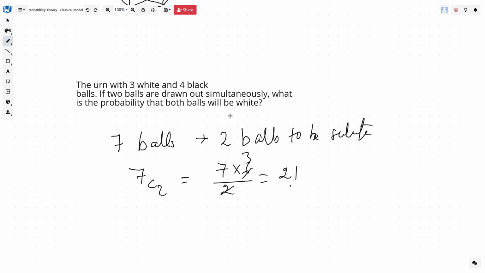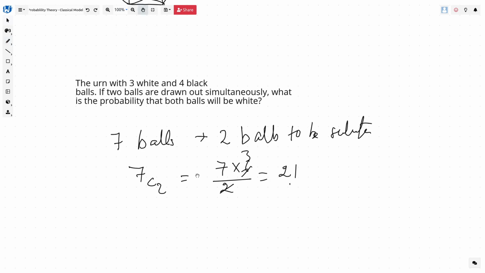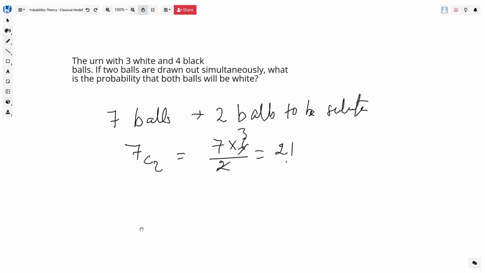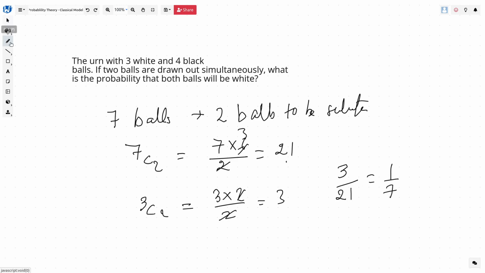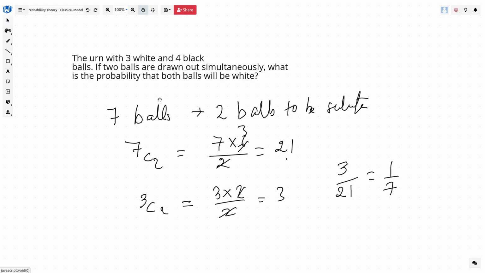If we have to select 2 balls such that both are white, the number of favorable cases will be selecting 2 balls out of 3 balls, or choosing 2 balls out of 3 balls. That will be nothing but 3C2, which is 3 into 2 divided by 2, so that is 3. So the probability of getting 2 white balls in 2 selections will be 3 by 21, which is 1 by 7. Okay. So let's take a look at a similar kind of example.